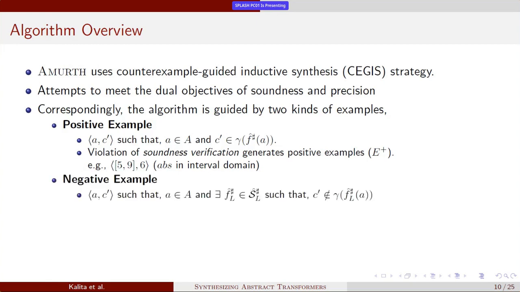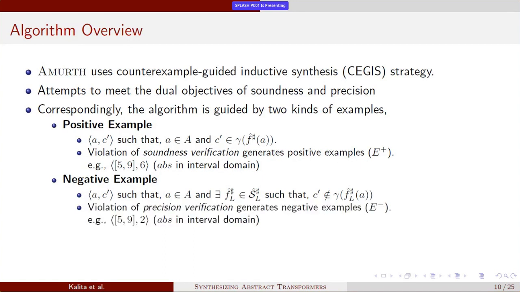Now the second kind of example we talk about is a negative example. A negative example is also a tuple of A and C prime. With the negative examples, we try to find an example such that C prime is not within the best abstract transformer F sharp of A. Okay, so we're trying to improve precision. That negative example is generated by the precision verification engine.